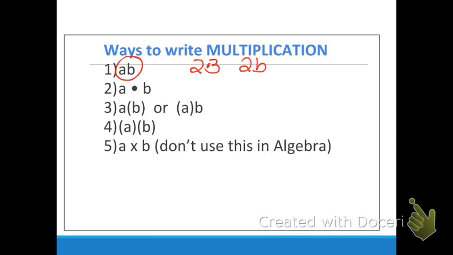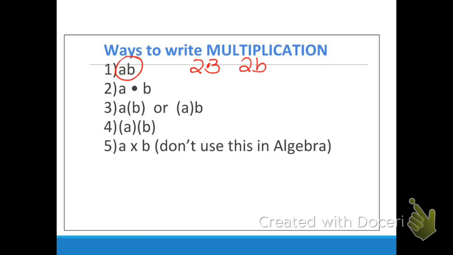Same thing here. If the parentheses are first and the letter or the number is second, that means multiply those two things together. So a number next to parentheses just means multiply. In this case, you have two numbers in parentheses, and that means multiply also.